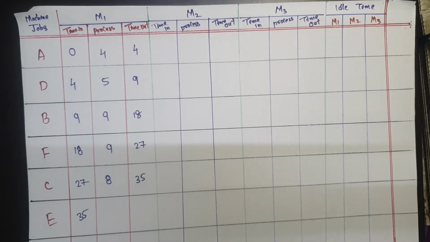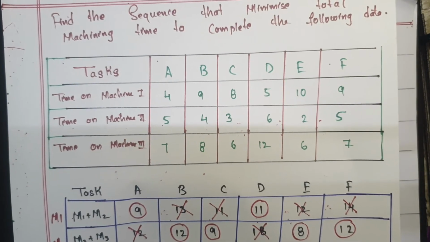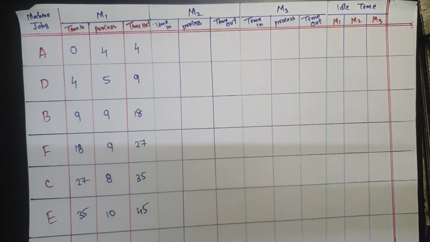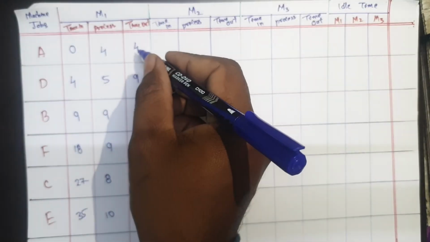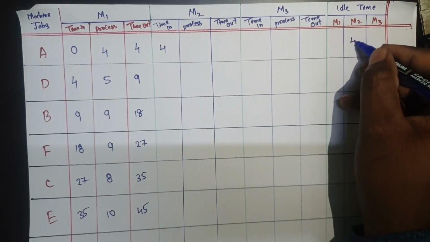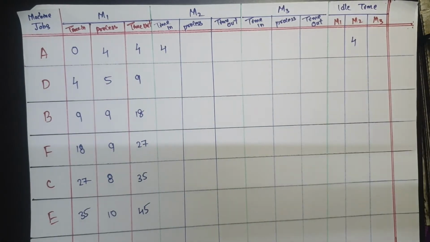After that, what is the value here? E. In E, as you can see, what is the value? 10. So, how much will it be? 45. So, here you can write the 45. Okay? See here, whatever the ending time for machine 1 is the same as the starting time, and idle time for machine 2 is how much? 4 only, because till that time machine 2 has to wait.